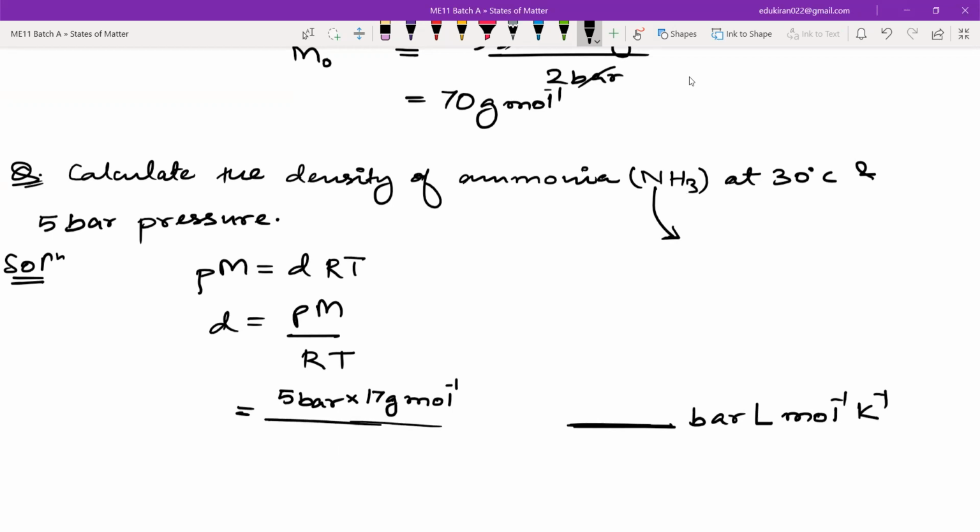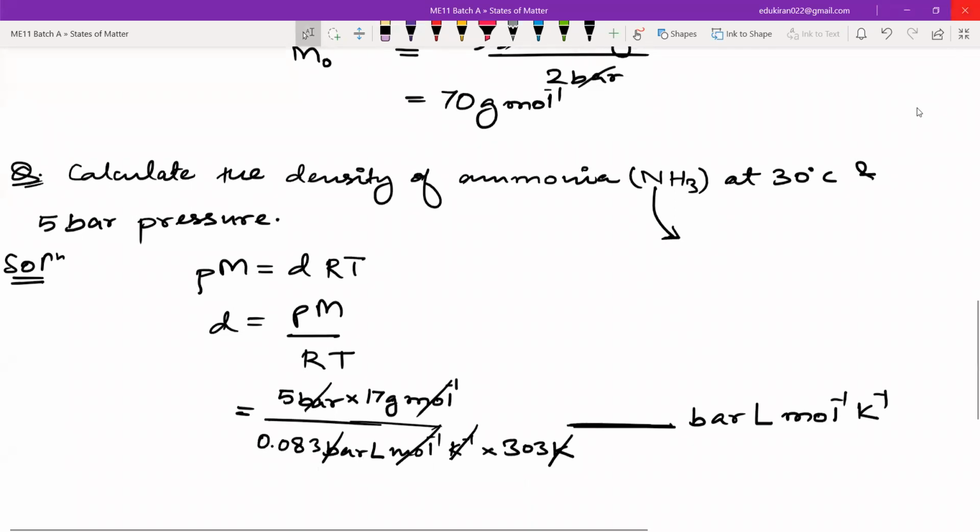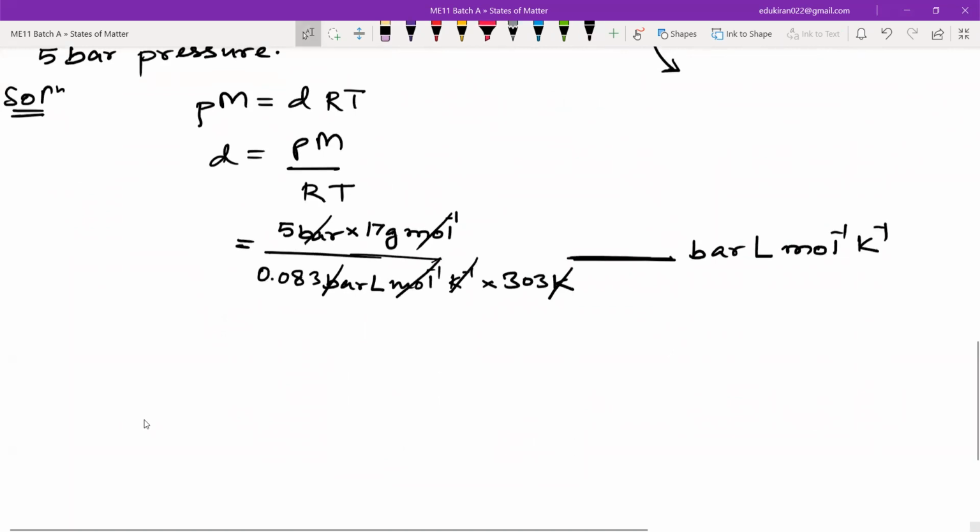And after 5 bar, we can write in the denominator, the value of R will be 0.083 because we have bar, liter, mole inverse, Kelvin inverse, right? Into the temperature. What is the temperature at 30 degrees Celsius? So 30 will be 303. Yeah, 303 Kelvin. So this Kelvin and Kelvin inverse, mole inverse and mole inverse will cancel out. Bar and bar will cancel out. We will just be remaining with grams and liter, grams by liter. And you will get the answer here as how much?